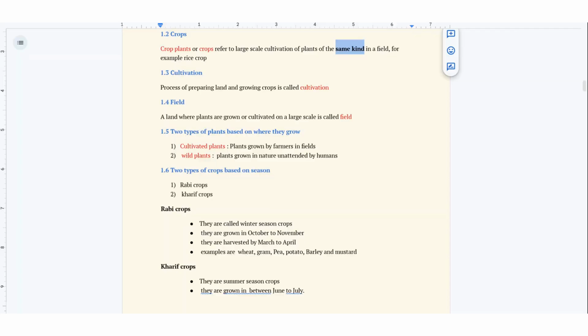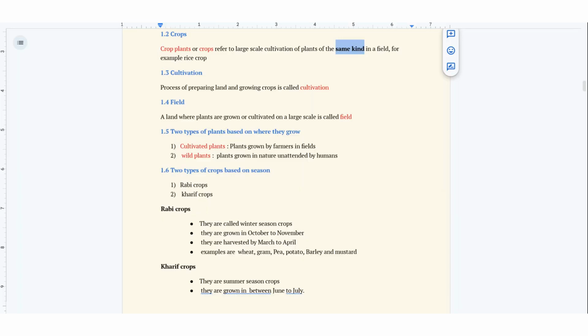What is cultivation? The process of preparing the land and growing crops is called cultivation. So to plant, we use plow, or nowadays we use tractor, and then we put manure, might be water, then we have to level the land. All together, it is called as cultivation. So the definition is process of preparing land and growing crops is called cultivation.